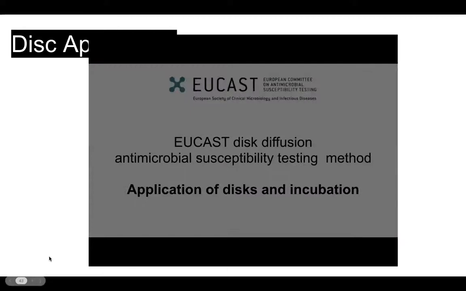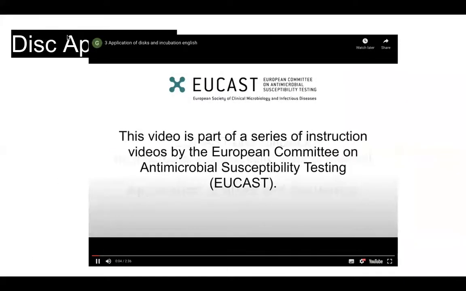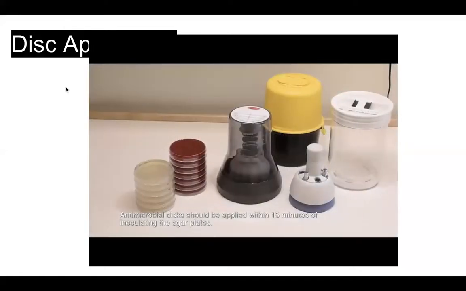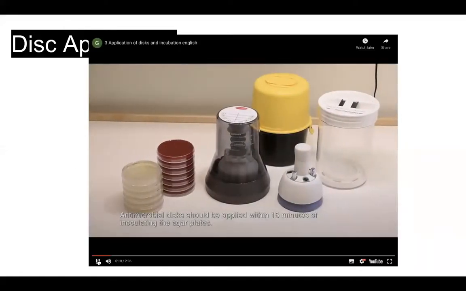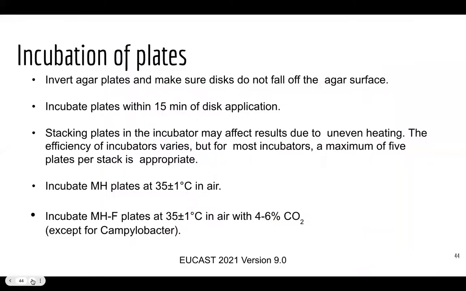In terms of the uneven heating, I don't think it actually matters that much. We tend to stack ours up, well, to fill the incubator effectively. Antimicrobial discs should be applied within 15 minutes. So that's the application of the disc, after you've inoculated. A lot of you, I'm sure, will have done this many times before.